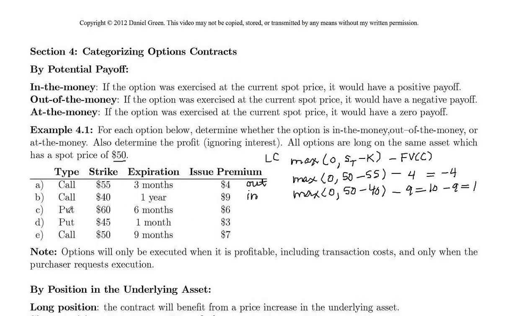Next up, we've got a put. The strike price is $60 and the premium is 6. Remember that for a long put, let's put that up here, our profit is the max of 0 and strike minus spot.